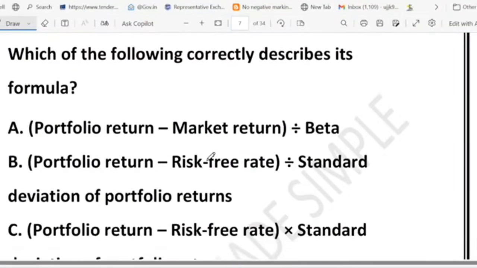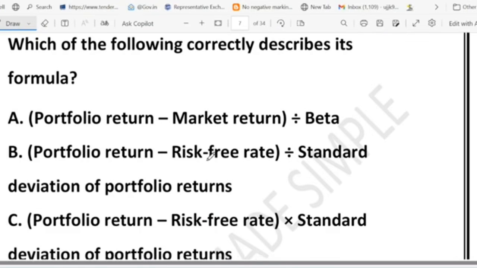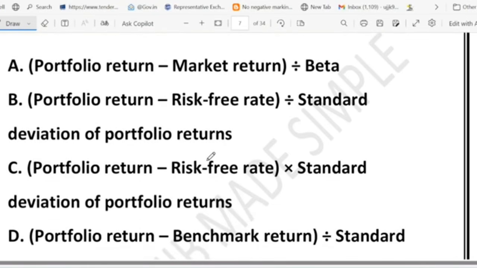Which of the following correctly describes its formula? So 4 formulas are given here. Option A is portfolio return minus market return divided by beta.